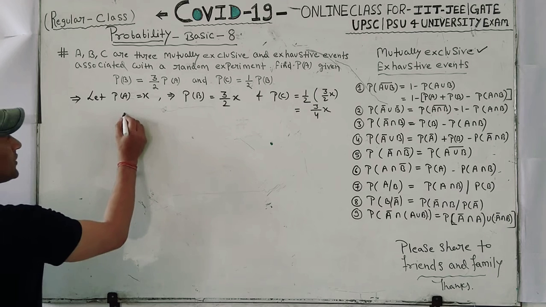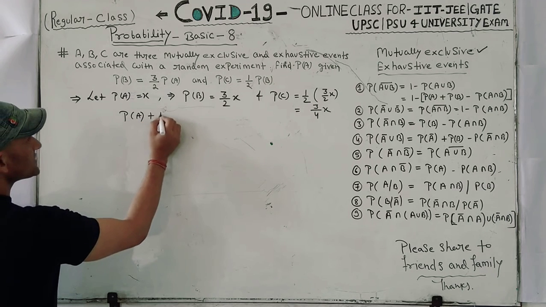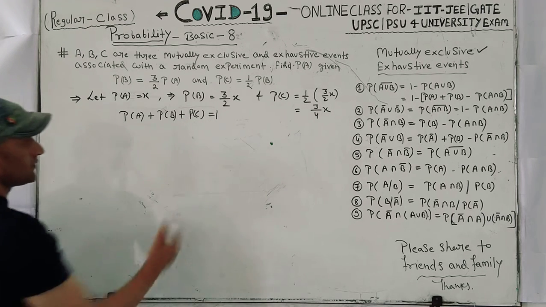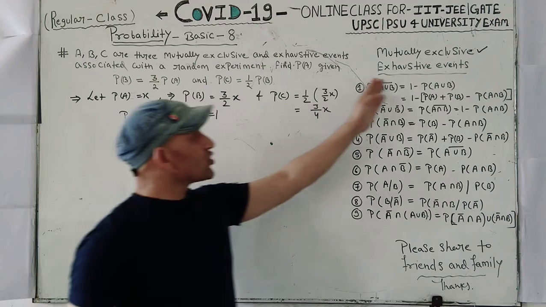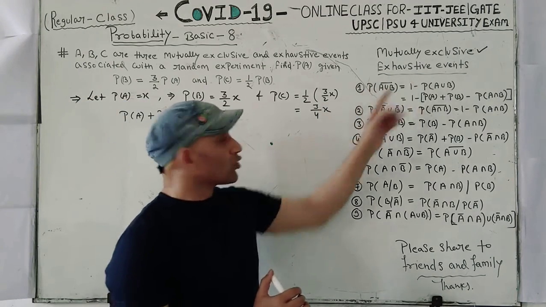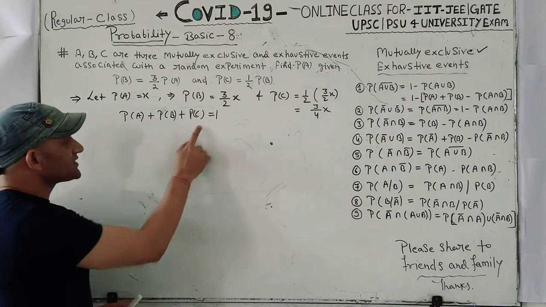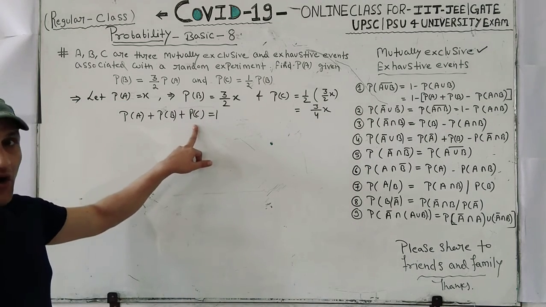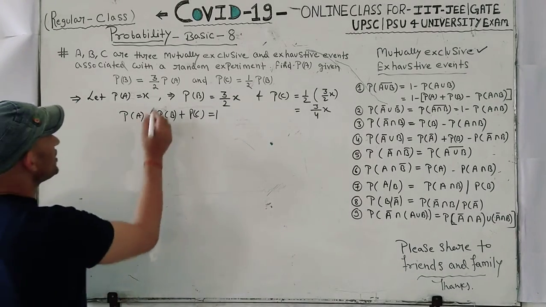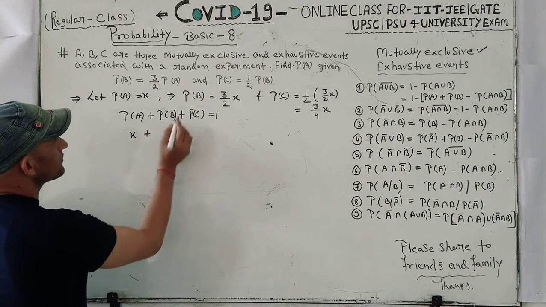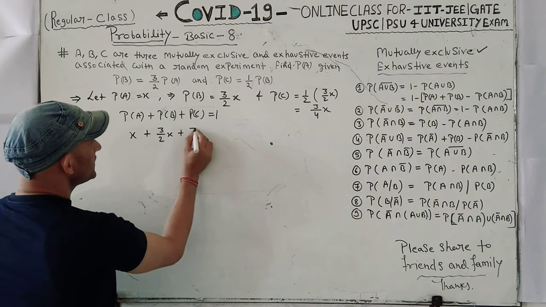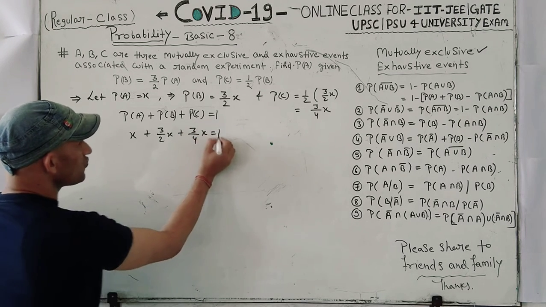In this condition, probability of A plus probability of B plus probability of C is equal to 1. Why? Because exhaustive event means total cases. There are only three cases here, and if we add all the cases, it will be 1. You have to remember this every time. So probability of A is X, plus probability of B is 3 upon 2X, and probability of C is 3 upon 4X, equal to 1.